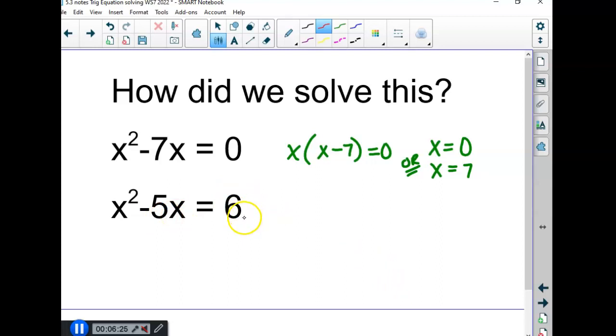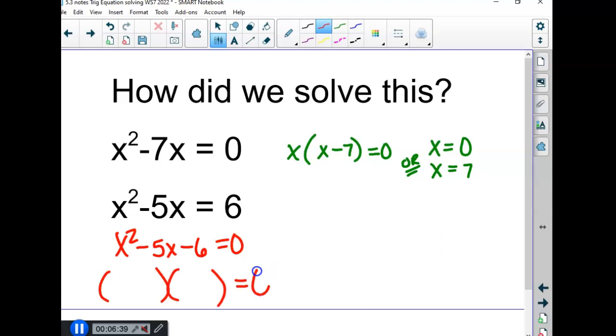So what did we do first? We set it equal to 0 and then we factored. Do you remember this? Because this is really important. Factors of 6 that would make 5 would be a 6 and a 1. How did that work? Did that make a -5 in the middle? I think we're good. So x could be what?